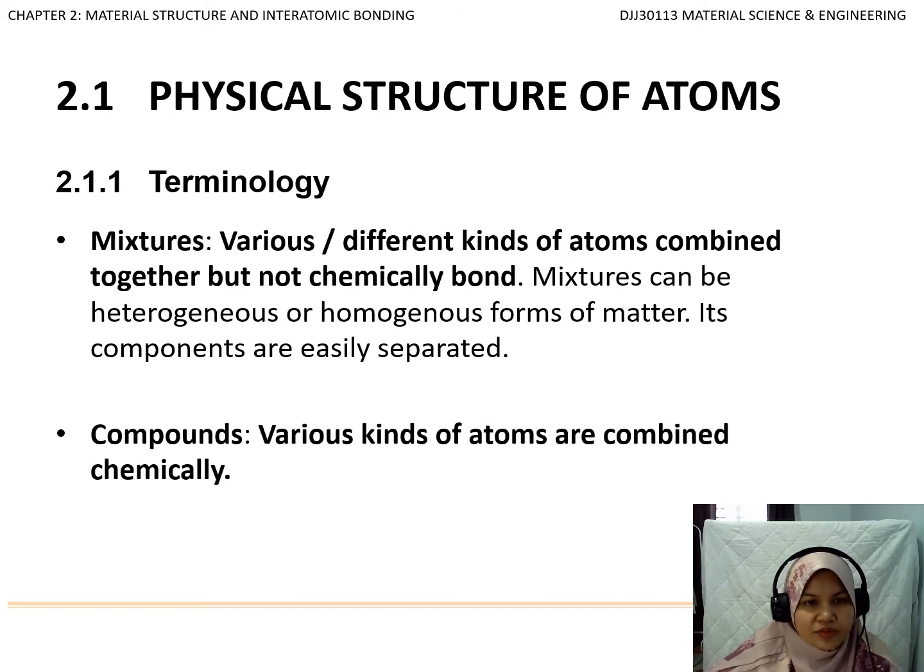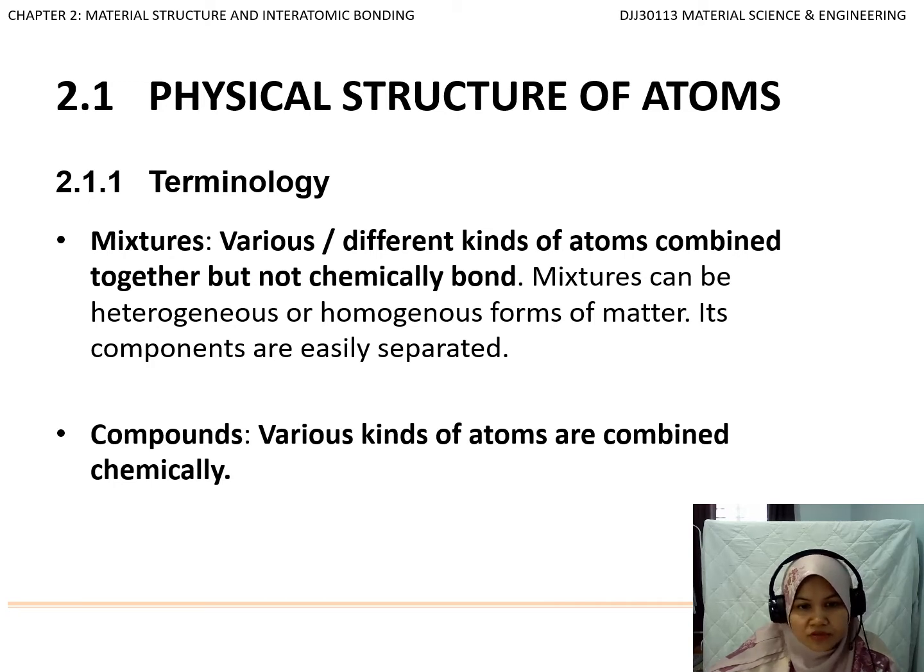Mixture. What is mixture? Mixture is a various or different kind of atoms combined together but not chemically bond. Mixture ni dia terdiri daripada atoms yang berbeza yang combine together, tapi dia bonding not chemically lah. Dia ikatan dia bukan kimia. Mixtures can be heterogeneous or homogeneous forms of matter. Its components are easily separated.